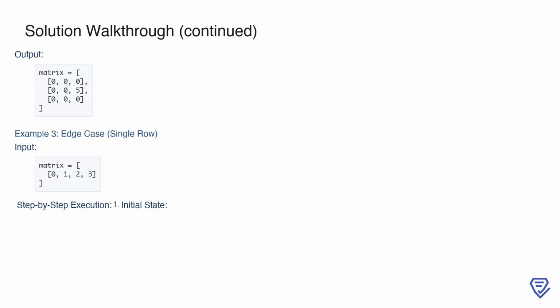After completing all updates, the final output of the matrix for this example is as follows. The first row and first column are zeros, and all other rows and columns reflect the correct updates based on the initial zeros in the matrix. This example demonstrates how the algorithm handles cases where zeros are present in the first row and first column, requiring additional updates to handle these special cases correctly.